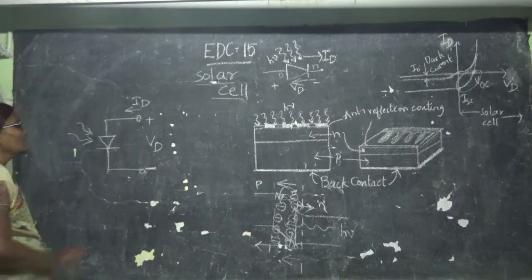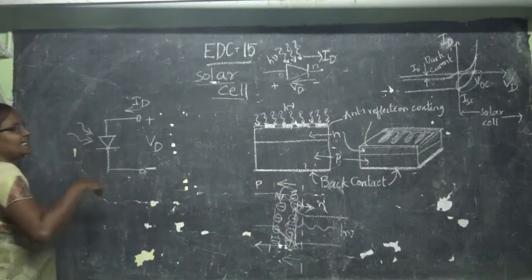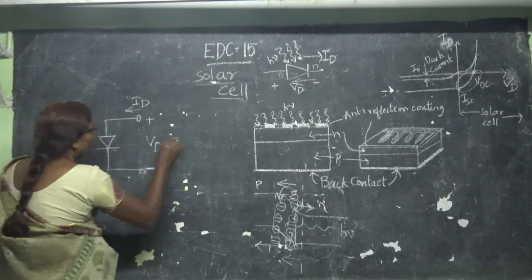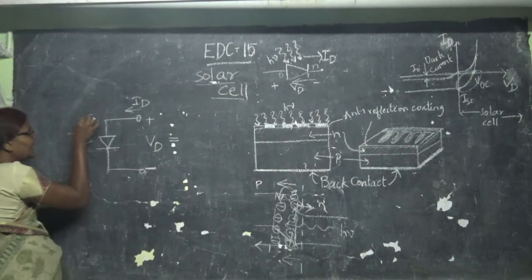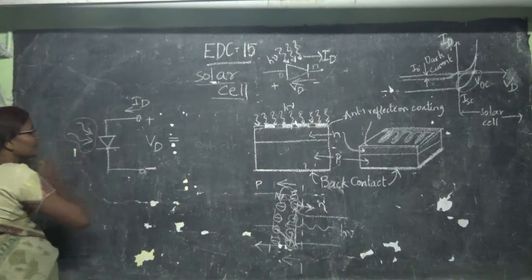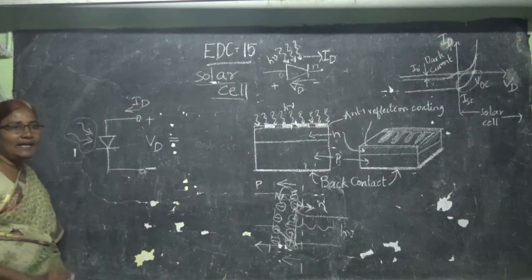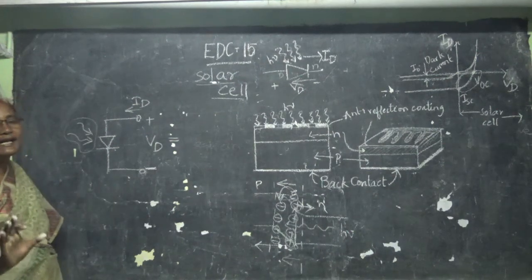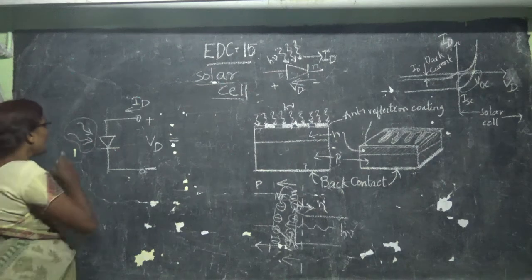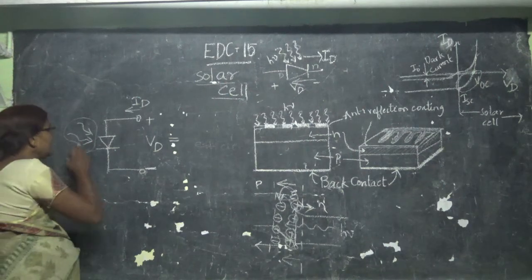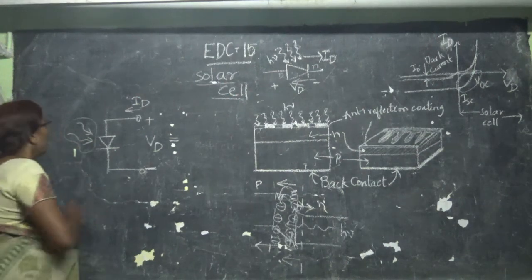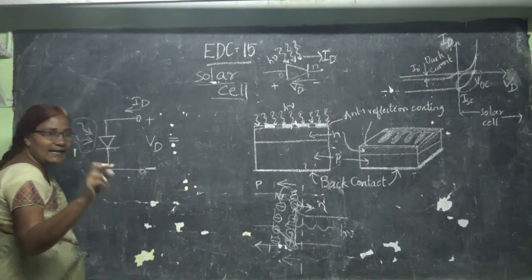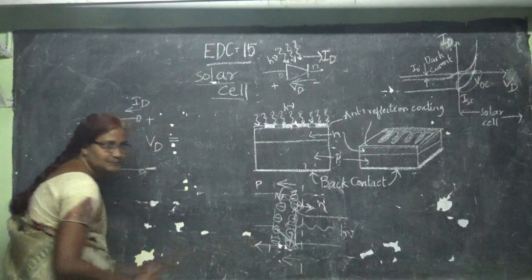Now suppose I want to make an equivalent of this device. So I have to represent this light energy as an element, either a voltage or a current or a diode, I have to show it as something. So how can I represent this light energy as an element? By the incidence of this light energy I will get a current which is a reverse current.